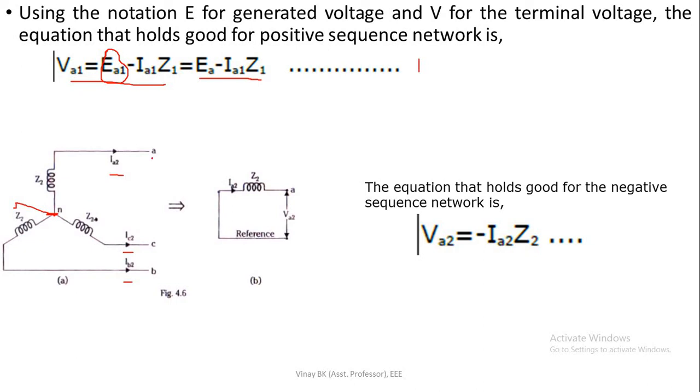So again, in the three phase representation here, there is no voltage, there is no EA2, EB2, EC2. So EA2, EB2, EC2 is 0, so the voltage is 0, and you can represent it by a short circuit. Okay, so VA2 we can write here by applying KVL, VA2 equals minus IA2 into Z2.